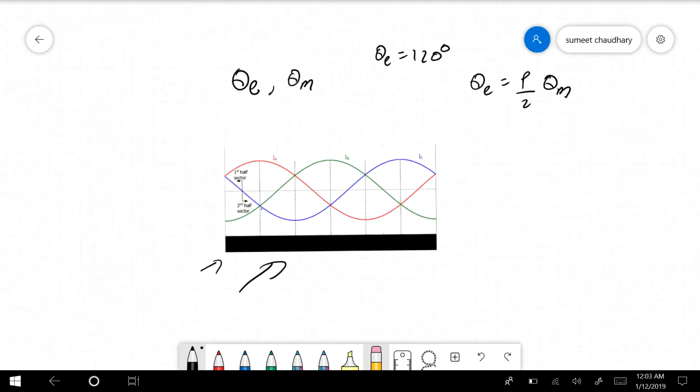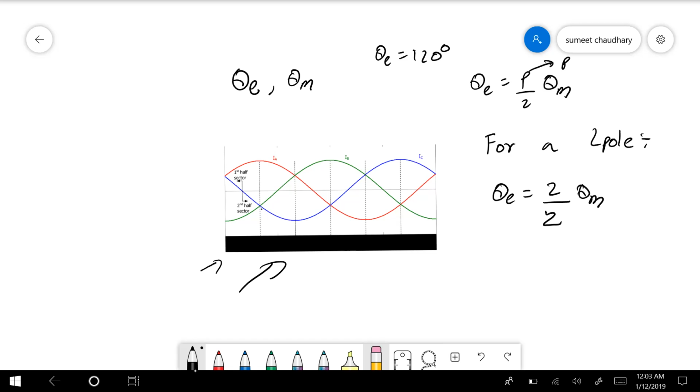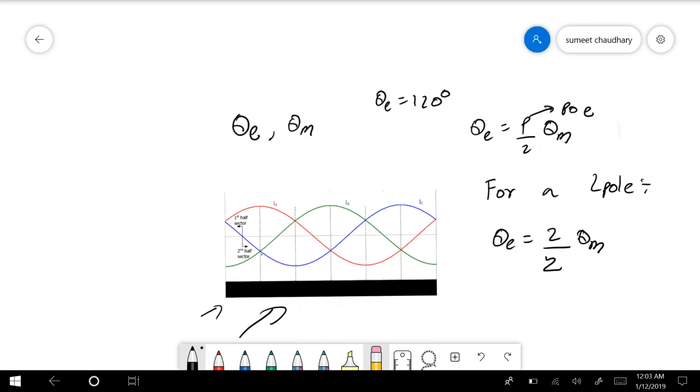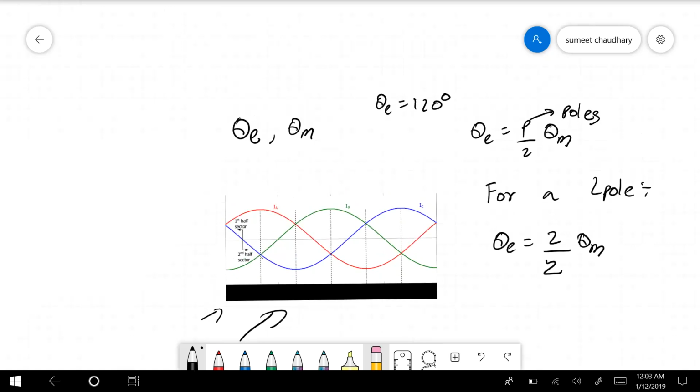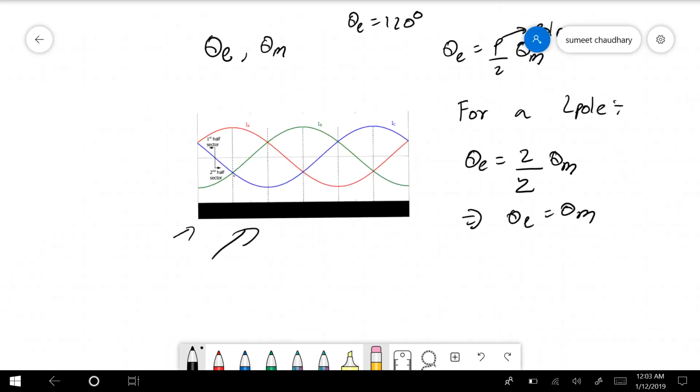if we have a two-pole machine, your theta E would be equal to 2 by 2 times theta M. I forgot to mention, P represents the number of poles. So therefore, theta E is equal to theta M. Now we know that theta E is 120 degrees in this case. So therefore, your theta M would be 120 degrees.